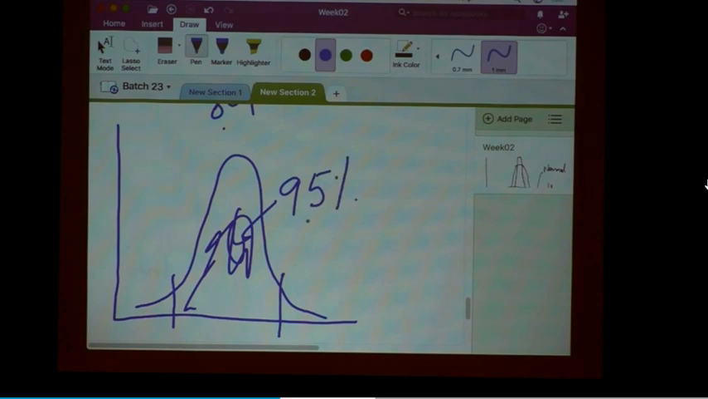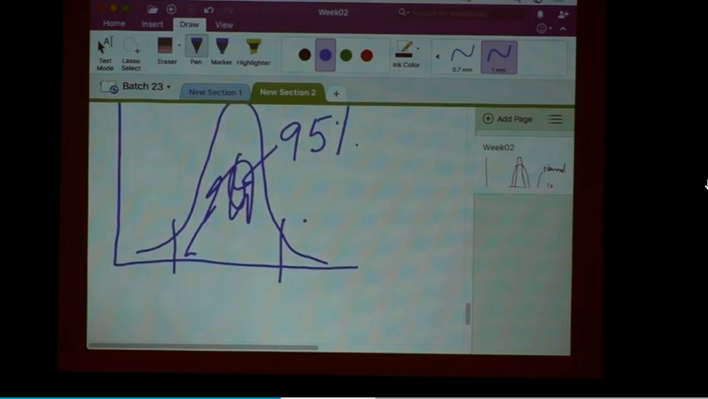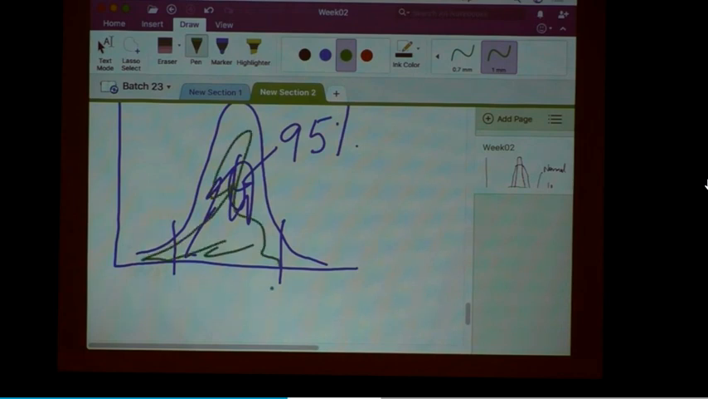Okay, this is 95%. If I want to get that 95%, how do I get that? The area to the left of this is how much? 97.5. This is 97.5%. And the area here is 2.5%.